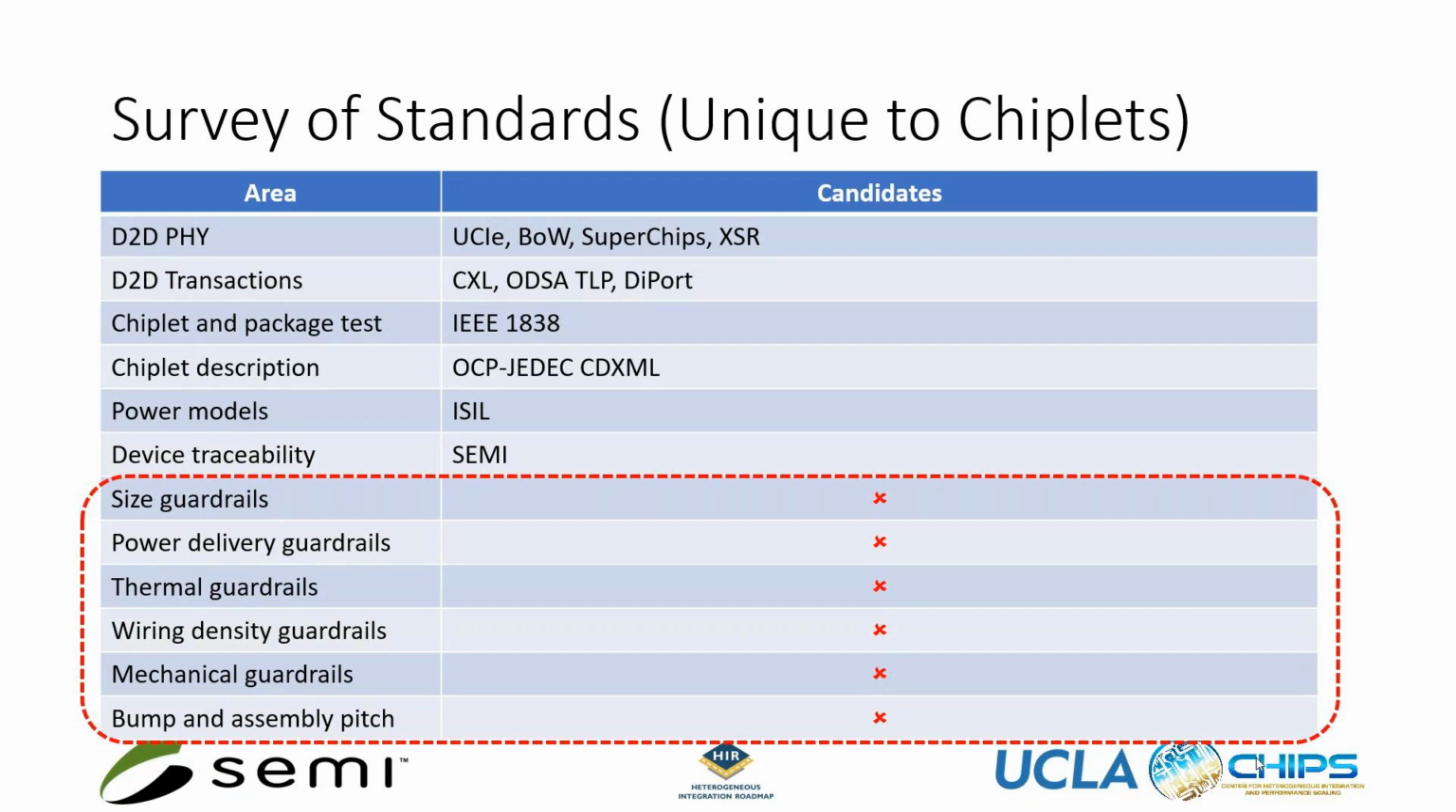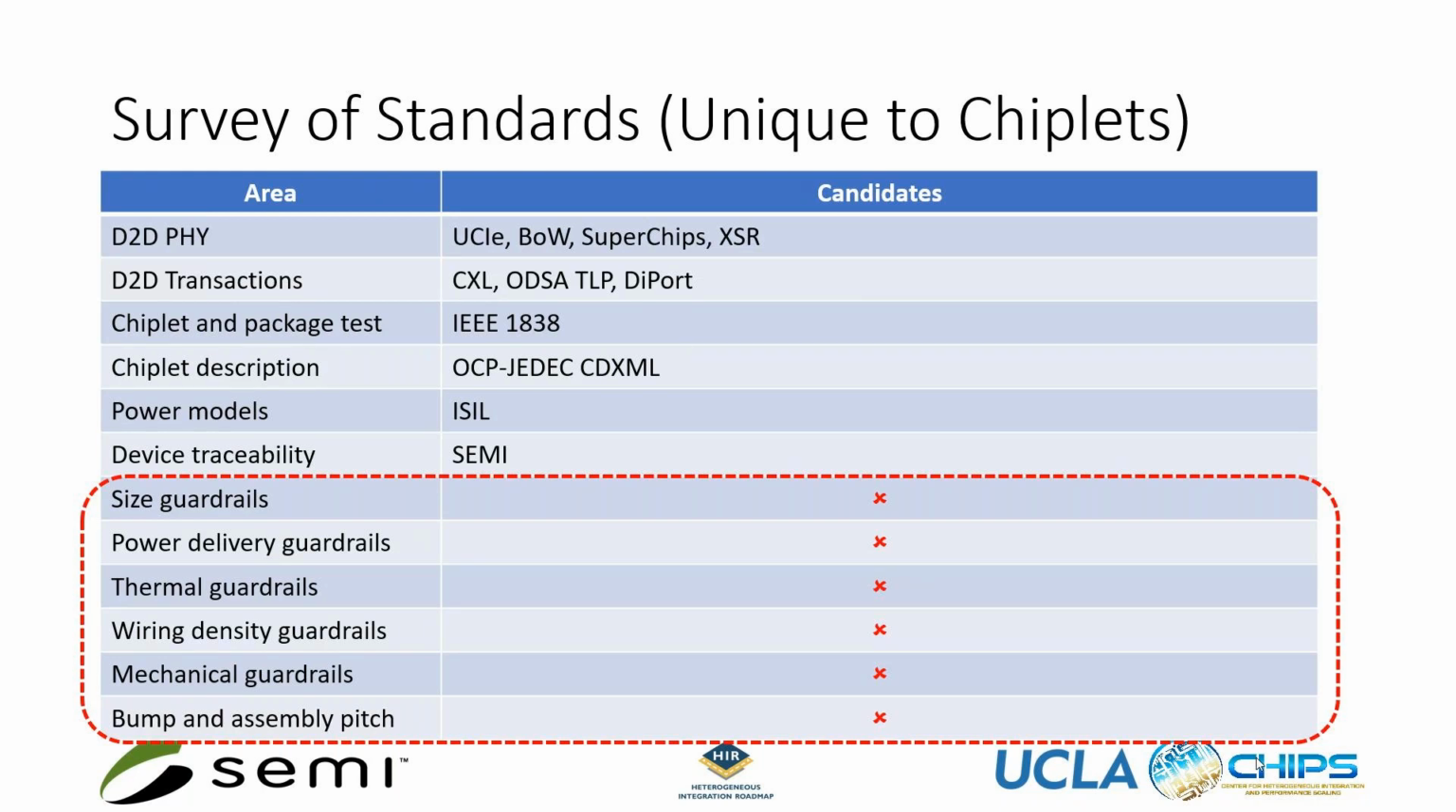One of the interesting things, and I think our group believes as well, is that there's very little on guardrails for packaging and assembly. There are almost no constraints on chiplet size, no constraints on power delivery. What are the requirements? What's the max power you can deliver to a chiplet? There are no constraints on thermals and wiring density, mechanicals like bump pitch and stresses, and bump and assembly pitch guidelines. And all of these matter. These are the things that matter to bounding packaging and assembly complexity.